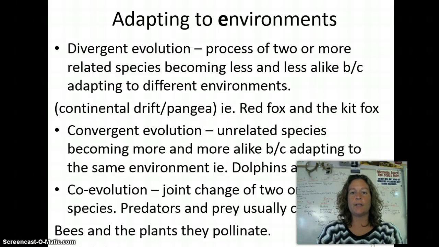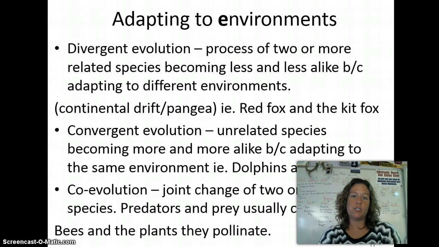Okay, the last thing I talked about in the last lecture was adaptations, or adapting to the environment. Adaptations are characteristics that allow an organism to be better fit for its environment. For example, as primates, we have opposable thumbs. But organisms can adapt to their environments in different ways.